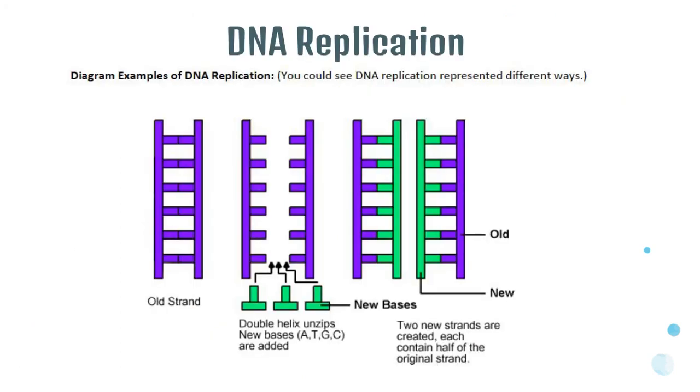So here is just another picture of DNA replication to really hit home what happens. Our old strand is broken in half. These new bases of nucleotides are added, and then we have an old strand and a new strand, which, remember, is why DNA replication is called semi-conservative.